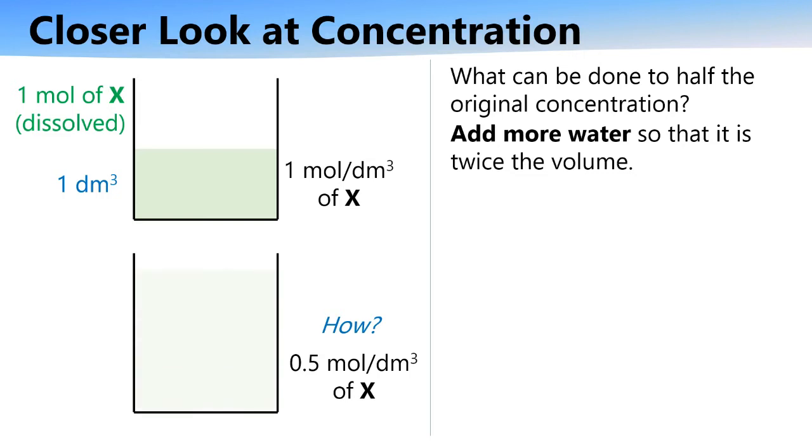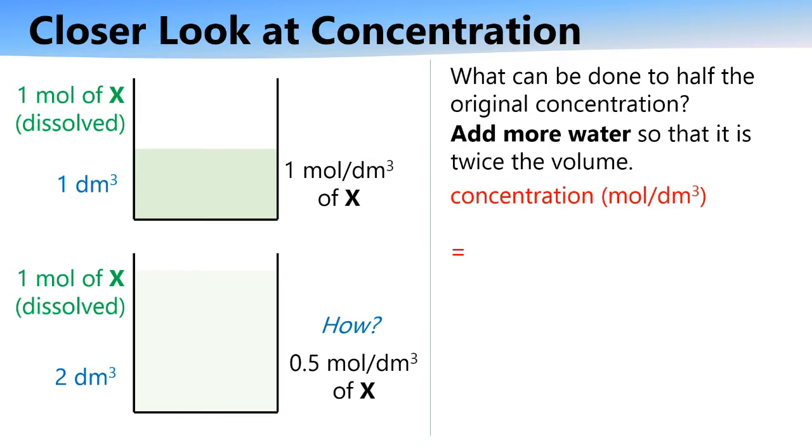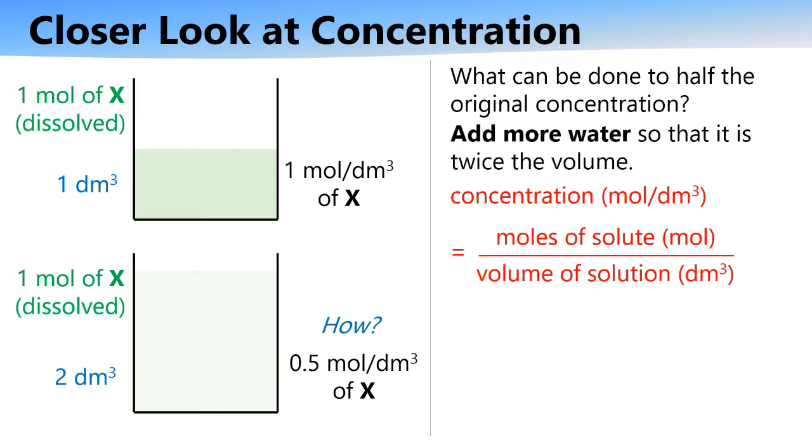So if I add more water, you can imagine the color becomes less concentrated. I have the same moles of X dissolved, but now I have 2 dm cube of water. So when I add water to it, I make it less concentrated. So in this case, it will be moles over volume, 1 mole divided by 2 dm cube, and I get 0.5 moles per dm cube.